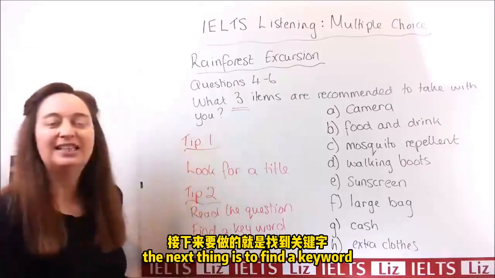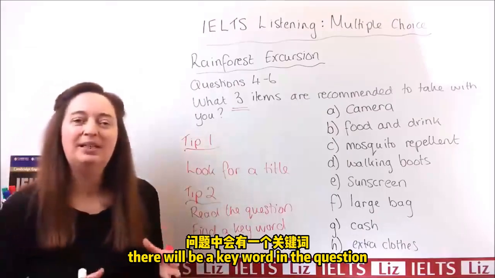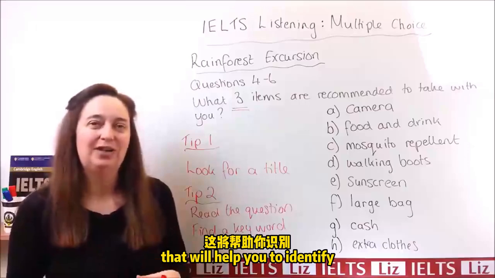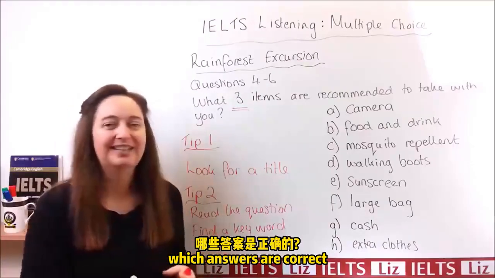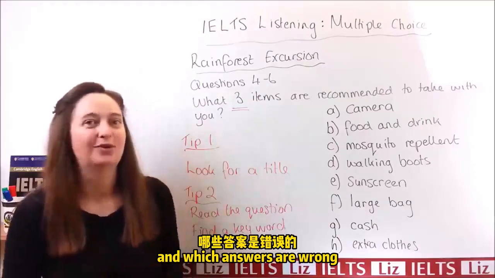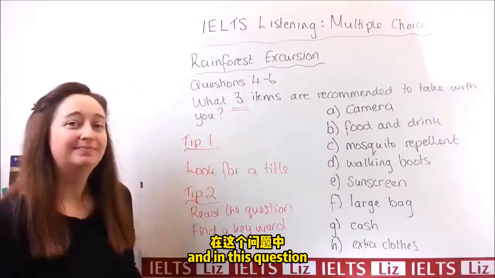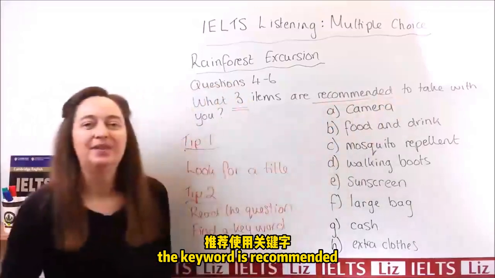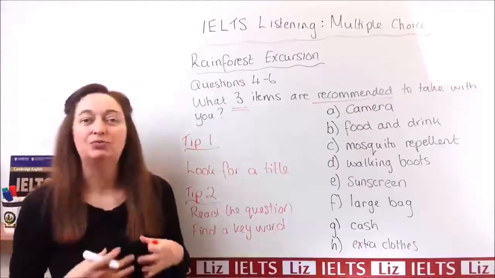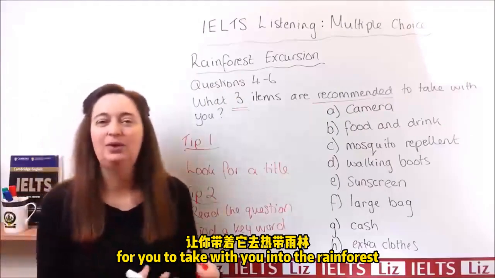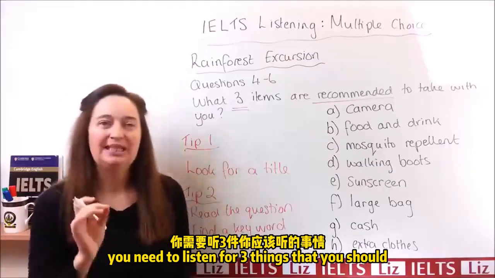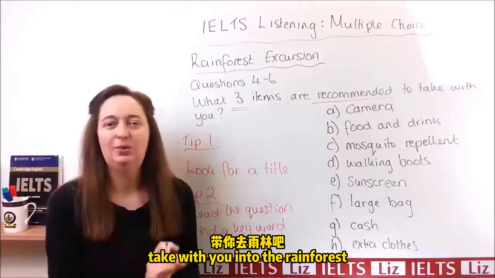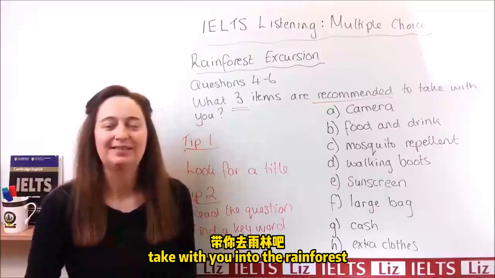The next thing is to find a keyword. There will be a keyword in the question that will help you to identify which answers are correct and which answers are wrong. And in this question, the keyword is recommended. So what is recommended for you to take with you into the rainforest? You need to listen for 3 things that you should take with you into the rainforest.